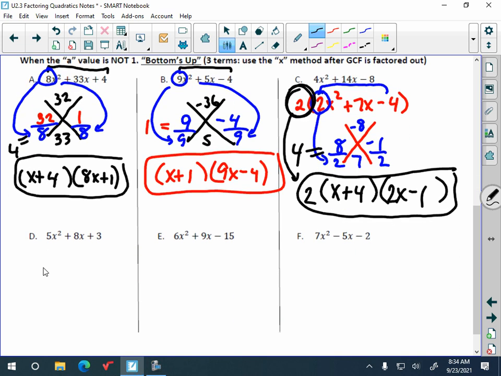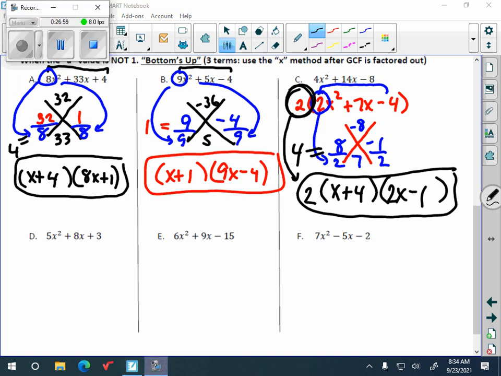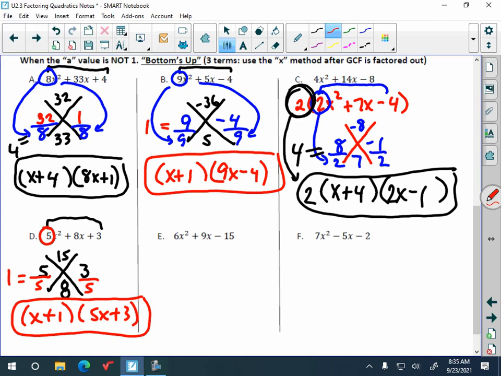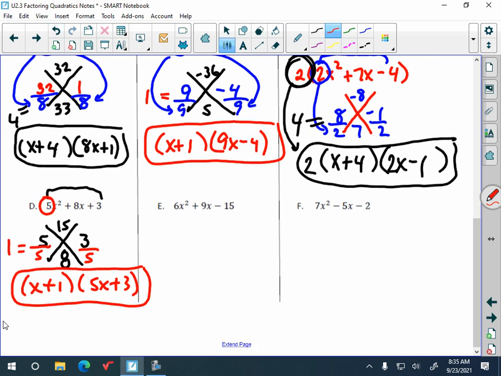All right, so go ahead and try D. See if you can do that bottoms up. There's no GCF on D, so just multiply the 5 and the 3 together. All right, and then E, there's a GCF that we want to factor out first. We can pull the 3 out. So dividing each of those by 3, we're going to get 2x squared plus 3x minus 5.